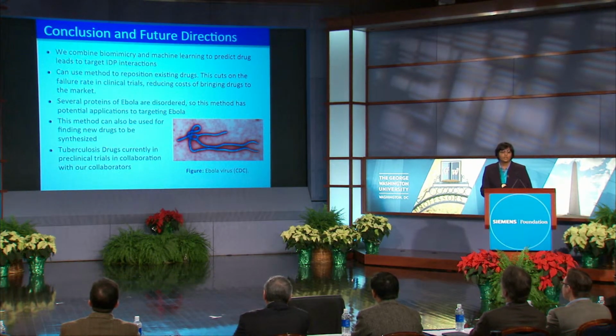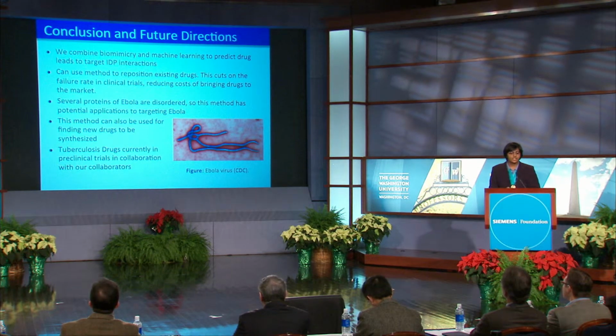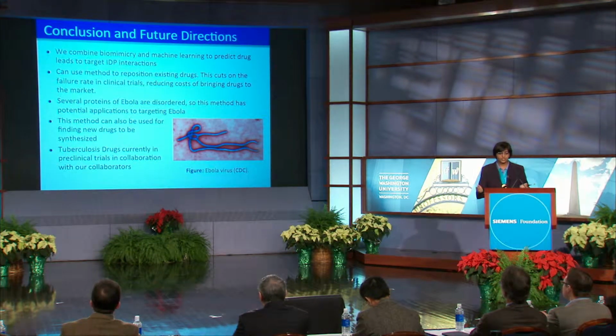So in conclusion, we combine biomimicry and machine learning to predict drug leads to target IDP interactions. We can use this method, as we've done here, to reposition existing drugs, which cuts down the failure rate in clinical trials, reducing the time and cost of drug discovery. Since several proteins of Ebola are disordered, we are currently working on extending this method to find potential antivirals to combat the recent Ebola outbreak. And this method can also be used to find new drugs to be synthesized. The tuberculosis drugs we found are going through preclinical trials with our collaborators in China.